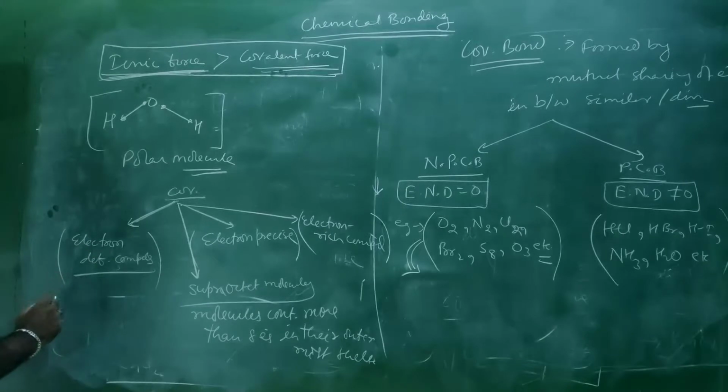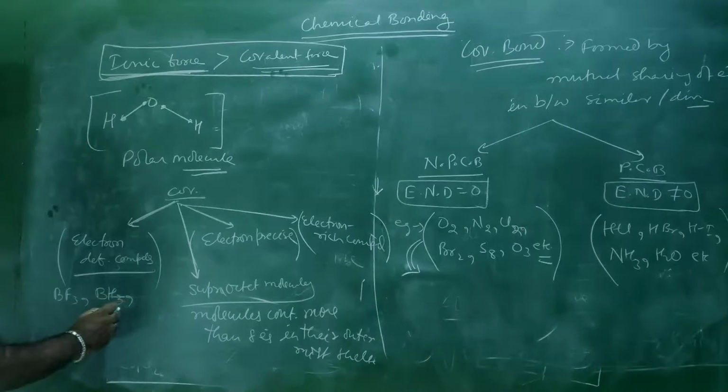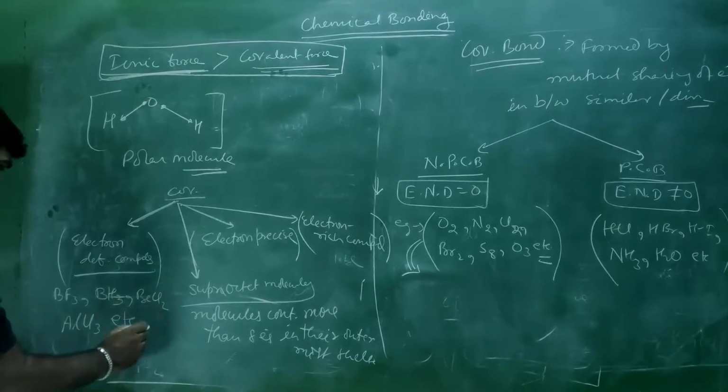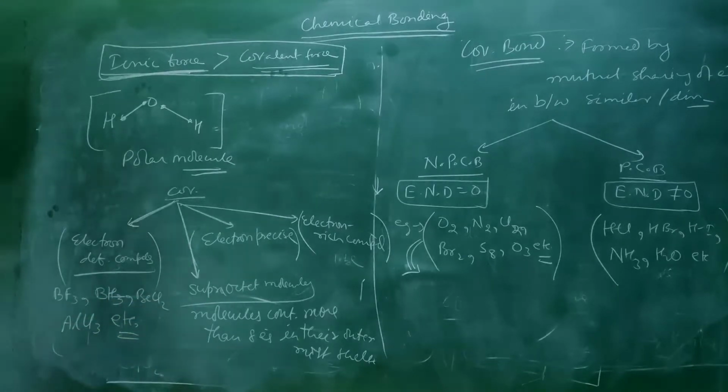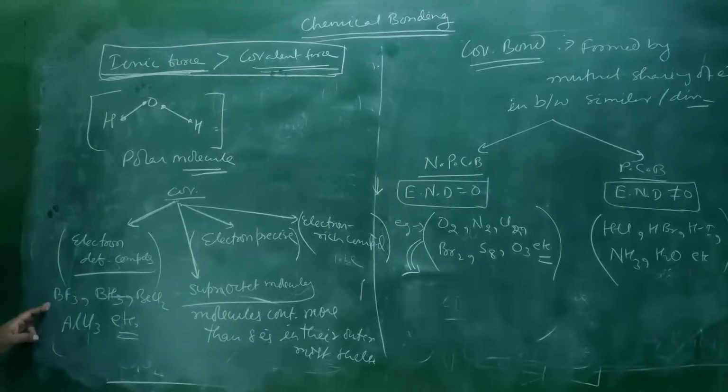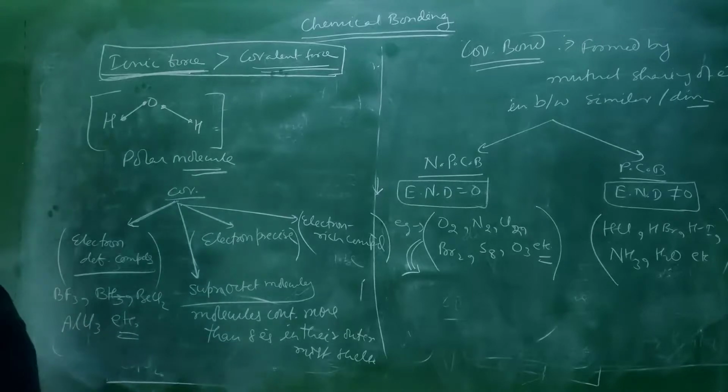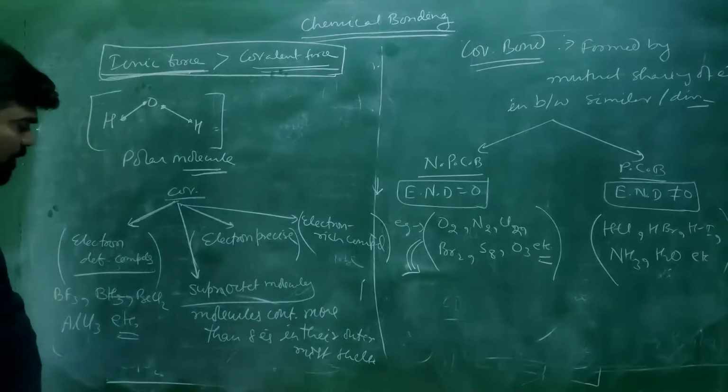Electron deficient molecules are like BF3, BH3, AlCl3, etc. They have less than 8 electrons in their outermost shell, so they are electron deficient. Boron has 3 electrons, plus one each from fluorine after sharing, so boron will have a total of 6 electrons in its outermost shell, 2 short of 8. So that is an electron deficient molecule.